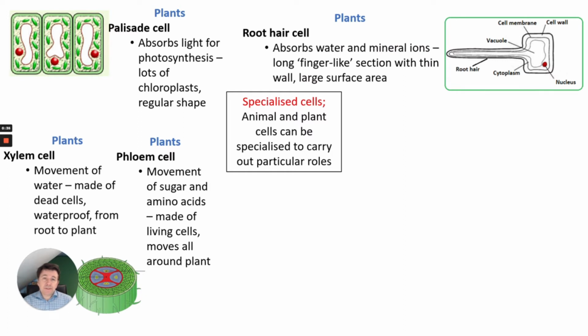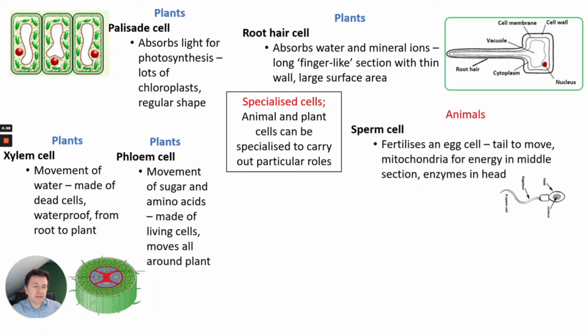Root hair cells. So root hair cells are found in roots, obviously. There are millions of them, and you'll notice by the shape they have a large surface area, and they also have very thin walls as well, and they allow water and mineral ions to be absorbed. But the main key things are large surface area and very thin walls.